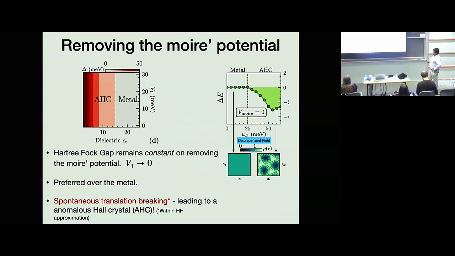So this is really a case of a spontaneous translation symmetry breaking, but this band that you get, the self-consistent band, has Chern 1. So it's an example of a topological band that's created by spontaneous translation symmetry breaking, so the anomalous Hall crystal, at least within this Hartree-Fock approximation.